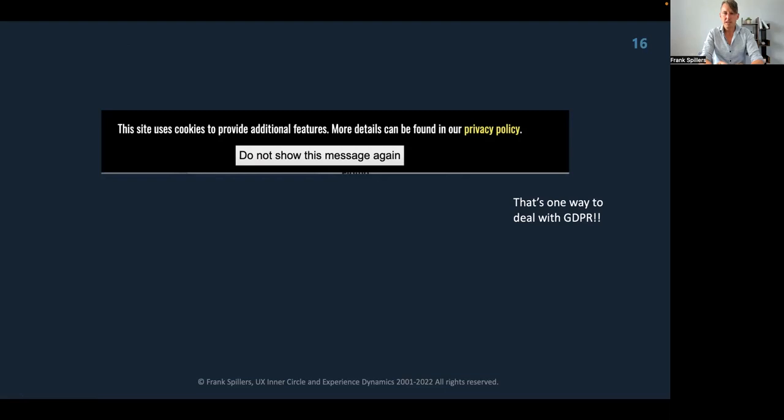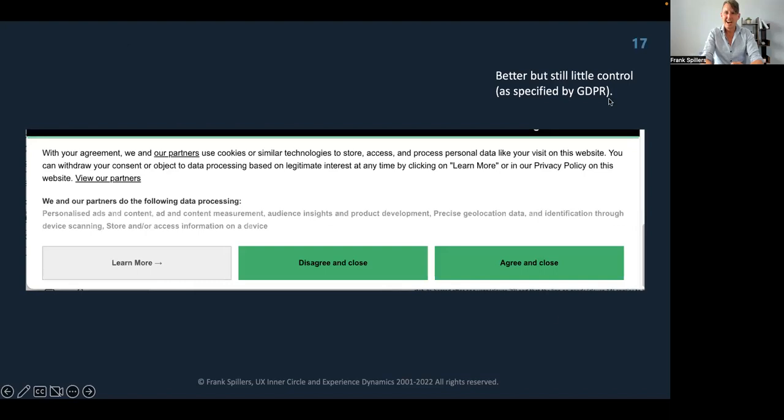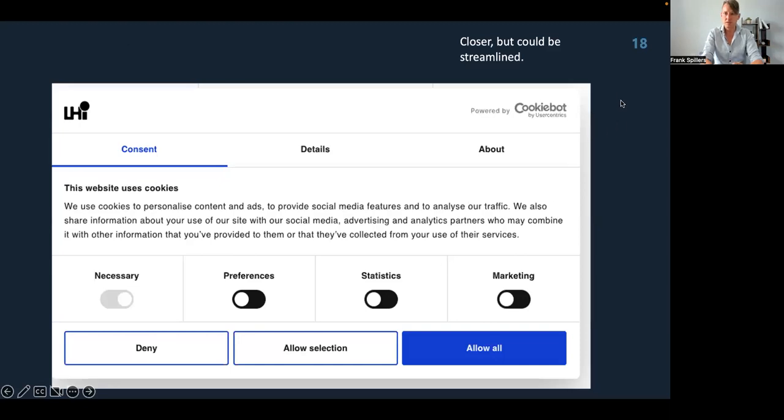That's one way to deal with GDPR, like do not show this message again. That's very bad, actually. This gets a little bit better because GDPR is all about specifying control of your privacy settings, right? So you can presumably learn more, lets you open. This one's even closer, but could be streamlined because there's a lot going on. It's kind of like, whoa, overload, especially for neurodiverse users with cognitive disabilities. It's a little overwhelming, with deny, allow selection, allow all, and it's sort of like, geez, could you just make it a little easier, please?